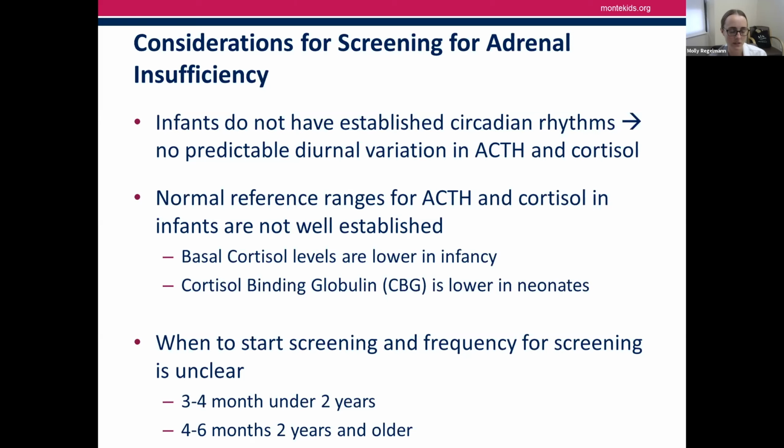So screening really is recommended to start shortly after diagnosis, and then every 3 to 4 months in the first 2 years, because we really have a hard time figuring out symptoms sometimes in that age group. Then we space it out a little to every 4 to 6 months after 2 years of age, simply because it's a little easier to detect symptoms once kids are a little bit older.